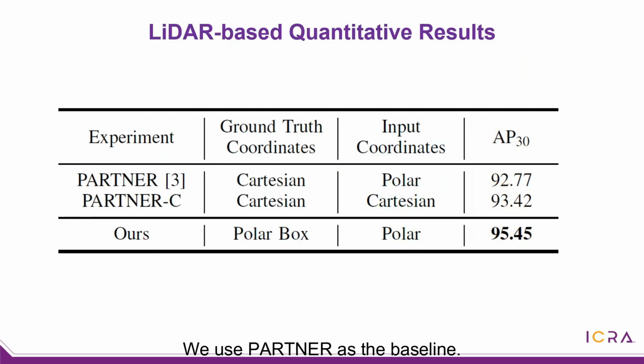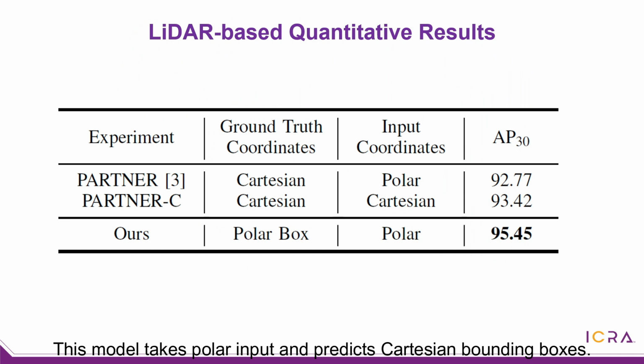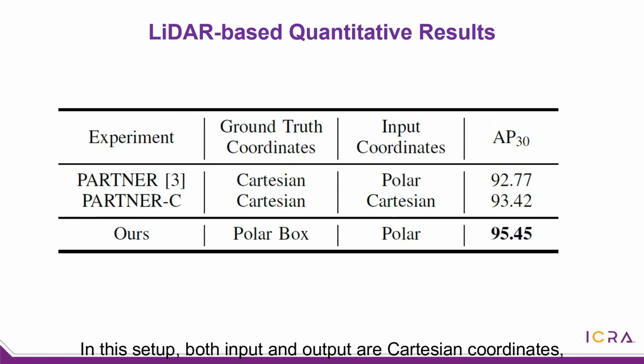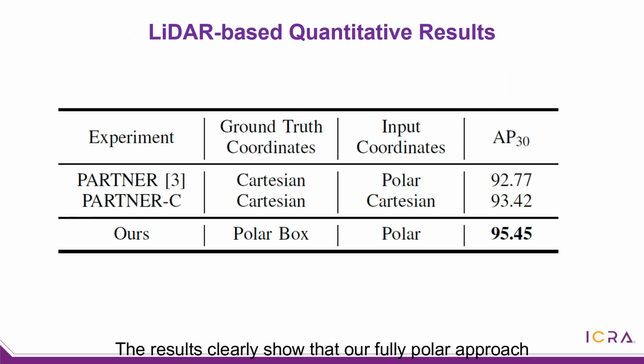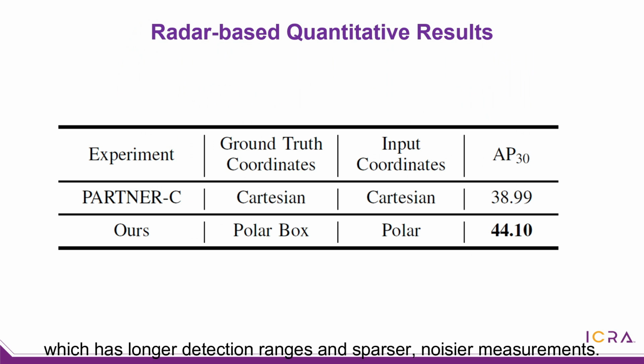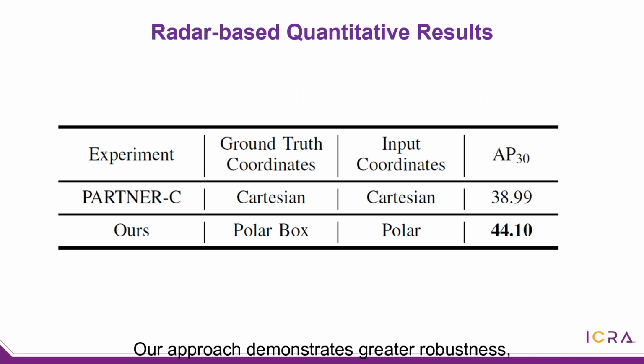We use Partner as the baseline. This model takes polar input and predicts Cartesian bounding boxes. We also run a Cartesian input version, which we call Partner C. In this setup, both input and output are Cartesian coordinates, representing a conventional Cartesian-based detector. The results clearly show that our fully polar approach outperforms both the original Partner and the Cartesian-based Partner C across all metrics. A similar trend is observed on the more challenging radar data, which has longer detection ranges and sparser, noisier measurements. Our approach demonstrates greater robustness, achieving a 13.11% improvement over the baseline.